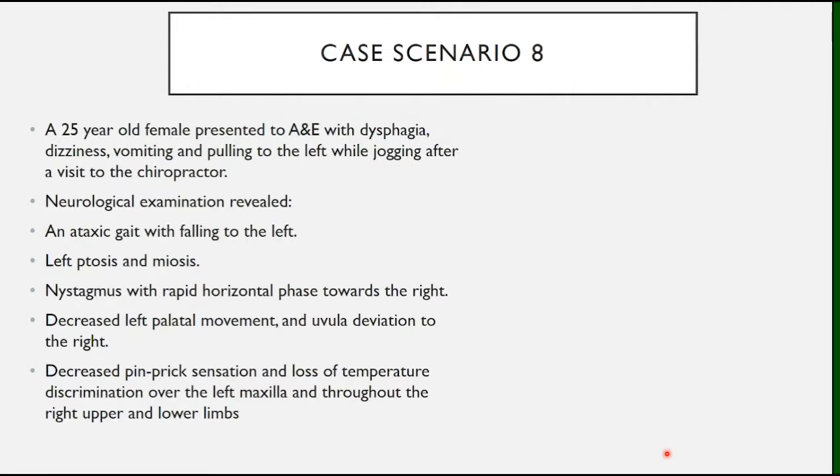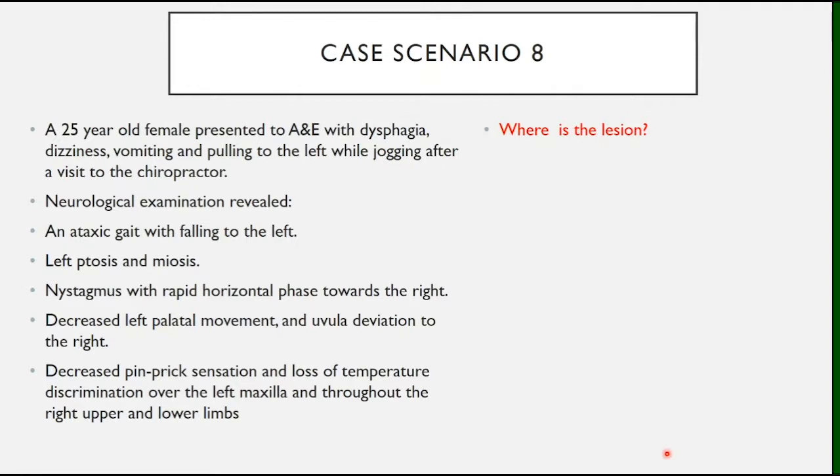Okay. A 25-year-old female presents to A&E with dysphagia, dizziness, vomiting, and pulling to the left while jogging after a visit to the chiropractor. A neurological exam revealed an ataxic gait with falling to the left, left-sided ptosis and miosis, nystagmus with rapid horizontal phase towards the right, decreased left palatal movement, and uvular deviation to the right. The left is abnormal. Decreased pinprick sensation and loss of temperature discrimination over the left maxilla and throughout the right upper and lower limbs.